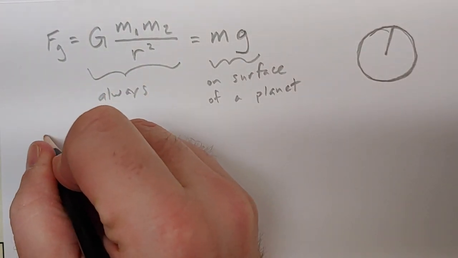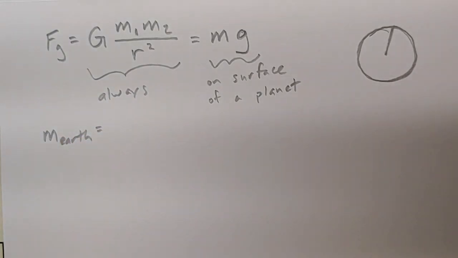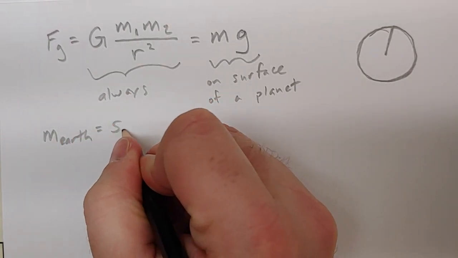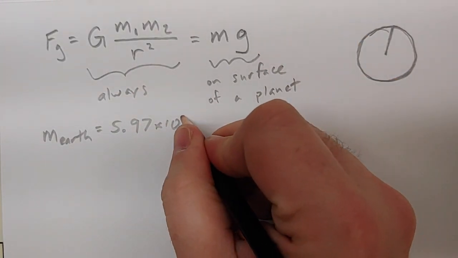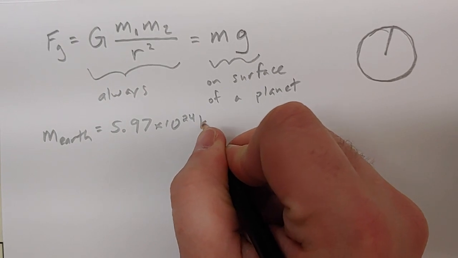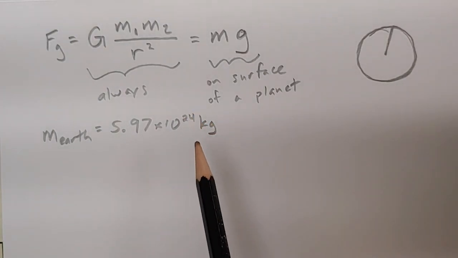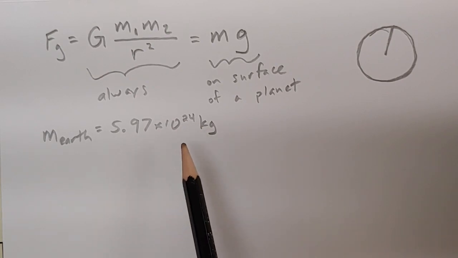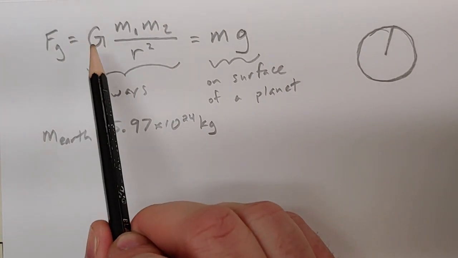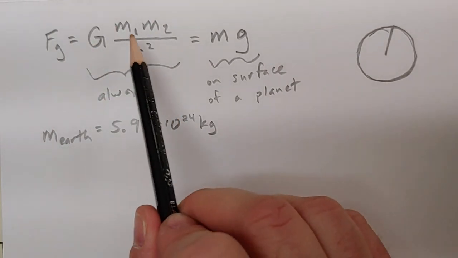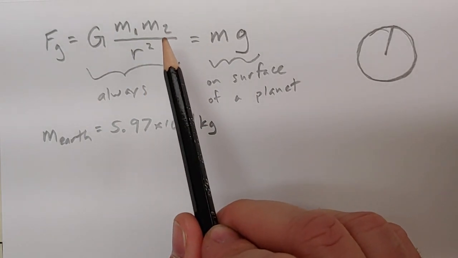And then the other values, the mass of the Earth is 5.97 times 10 to the 24th kilograms. The way we actually figured this value out is by doing the opposite of what we're about to do. Once you know what g is, and you know the mass of a given object, you can figure out what the mass of your other object is.